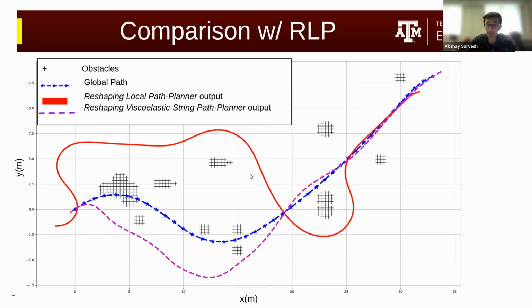With the number of tuning parameters present in the reshaping local path planner, it can oftentimes be a bit difficult to transition between vehicles of different footprints. There, the reshaping viscoelastic string path planner might come in and take up the slack. One of the other disadvantages of the reshaping viscoelastic string path planner is that we are solving a differential equation. It turns out that it is quite expensive doing it online in real time. For most online real-time scenarios, we prefer using the reshaping local path planner.